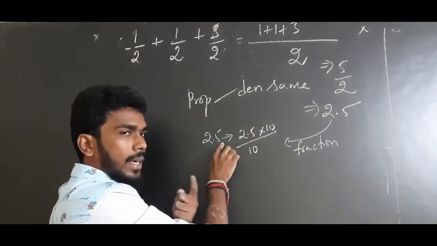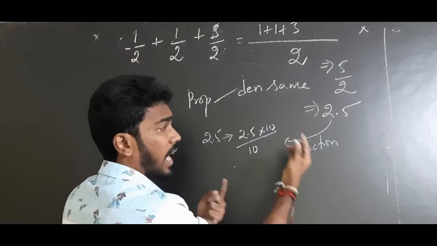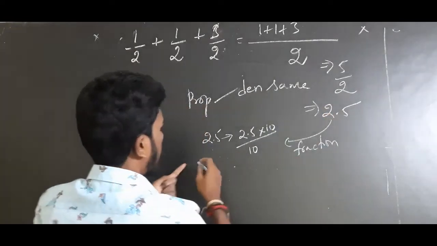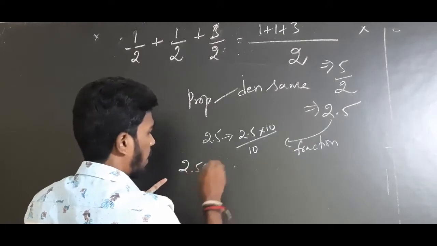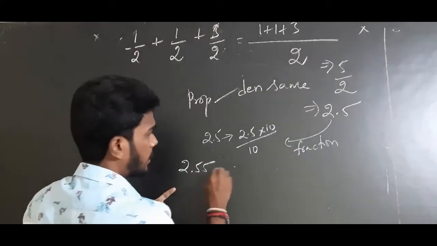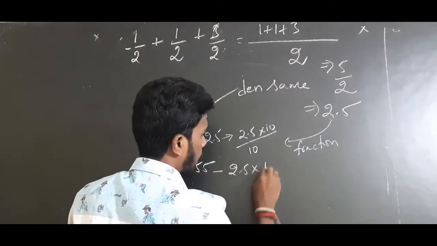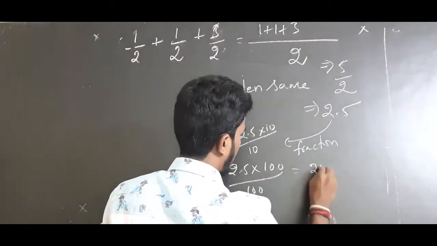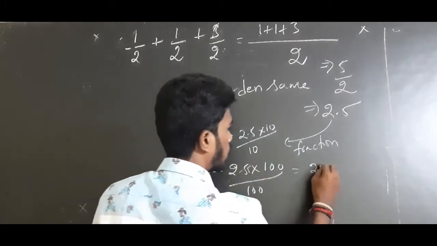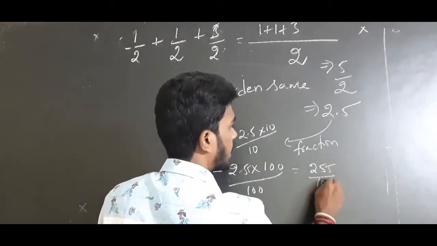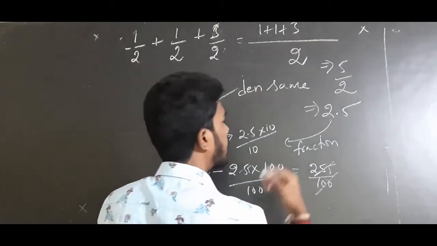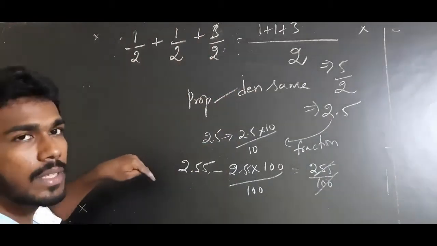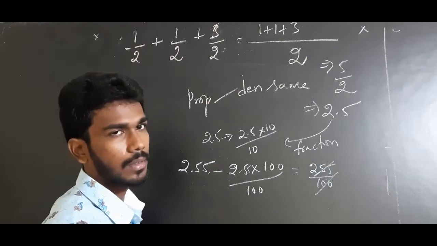Then you have to multiply and divide by 10. After the point, if you have one digit, multiply and divide by 10. If after the decimal you have two digits, then you have to multiply by two zeros, 1 into 100. So you will get 255 divided by 100. Then if you do a simplification, you will get the fractional part. Okay, so this is how you carry out the addition with proper fractions.